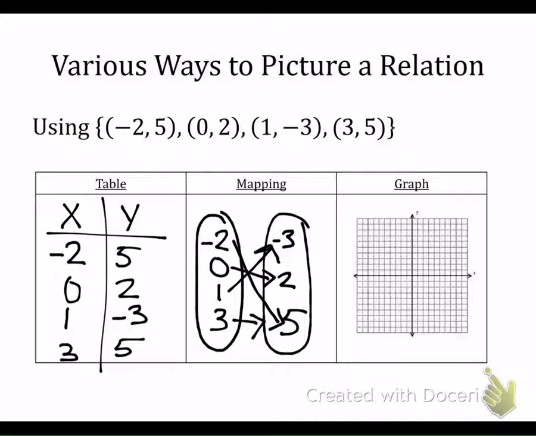Or like we practiced yesterday, you can just graph these. So -2, 5, 0, 2, 1, -3, and 3, 5. Okay? And if you're graphing a relation, just a set of ordered pairs, you don't need to connect them. This isn't like a connect the dots sort of an example like we were doing yesterday where we graphed the line. You don't need to connect these. All right, any questions?